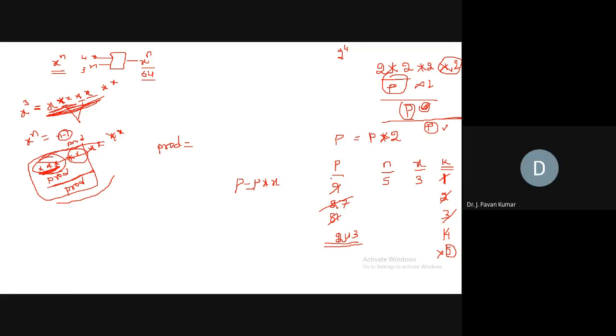But what should be the P value at the time, first time? X into X. So what should be the value of P initially? 3, that is nothing but X. So P value we will initialize with the value X. Then K value will initialize with 1. These two we will initialize. Then every time we will update P value as P multiplied by X, and after this we will increment K value.